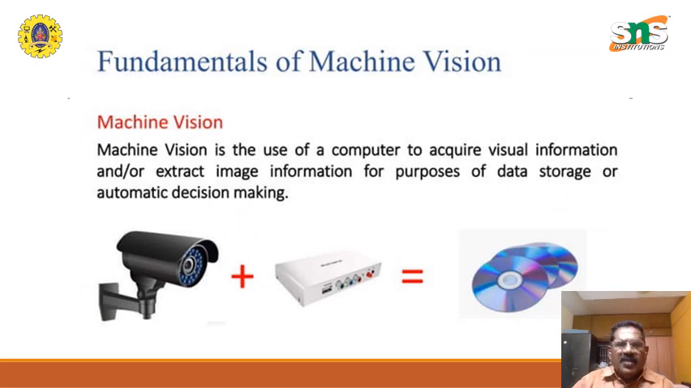Now, the fundamentals of machine vision. Machine vision is the use of a computer to acquire visual information and/or extract image information for the purpose of data storage or automatic detection and decision making. It is mostly used on a conveyor where juice is being filled into bottles. You want to find out whether the level of the liquid is constant, or whether there is any error in the filling of the liquid. At that time, you can use machine vision to find out.